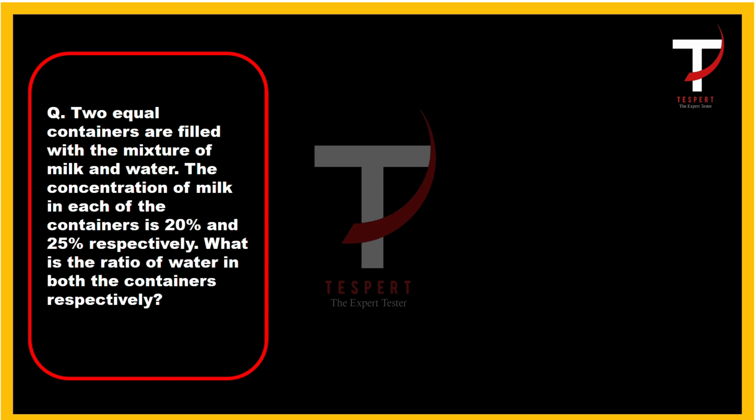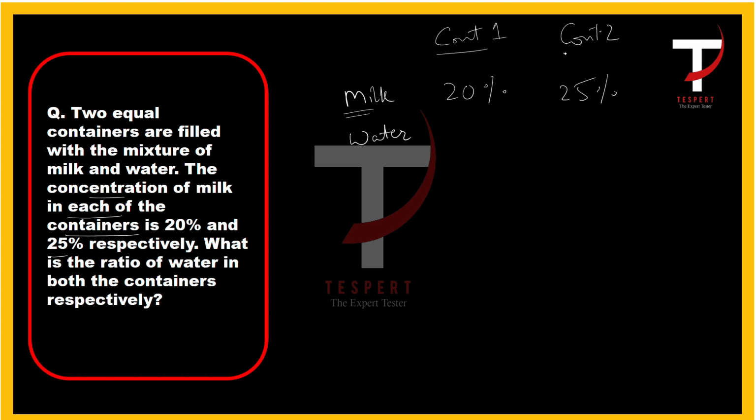Right. So we have milk and we have water. The concentration of milk in each of the containers is 20% and 25%. So in container 1 it is 20%, whereas in container 2 the quantity of milk is 25%. This is container 1, this is container 2.